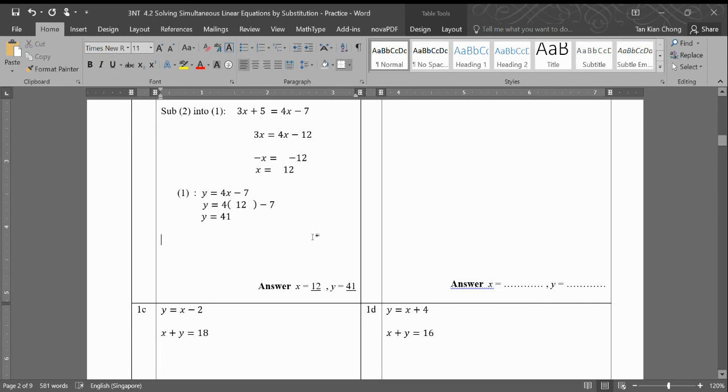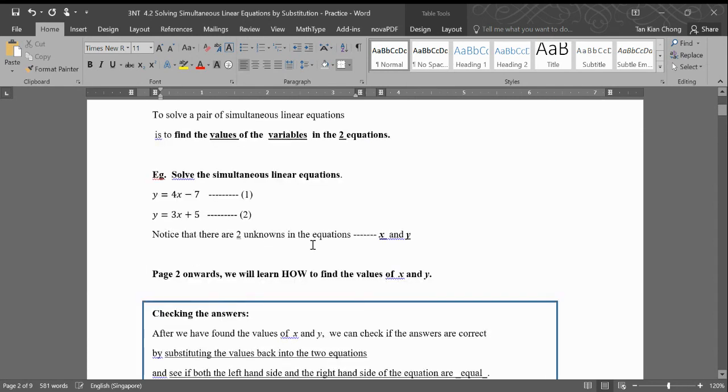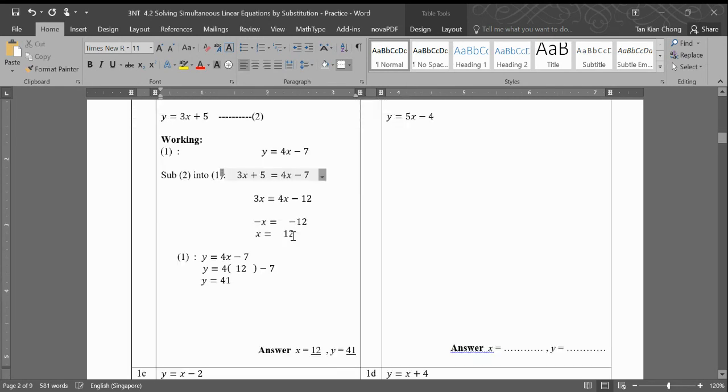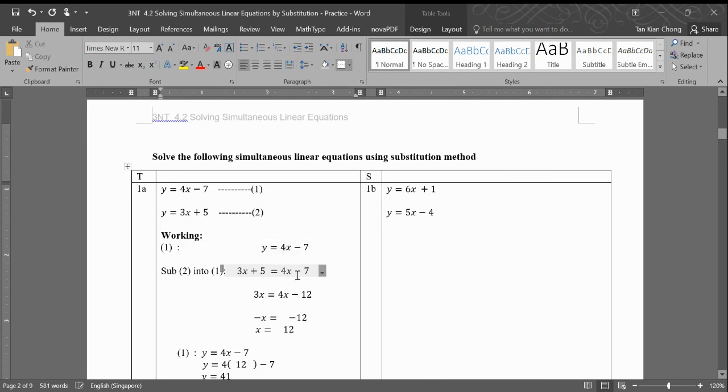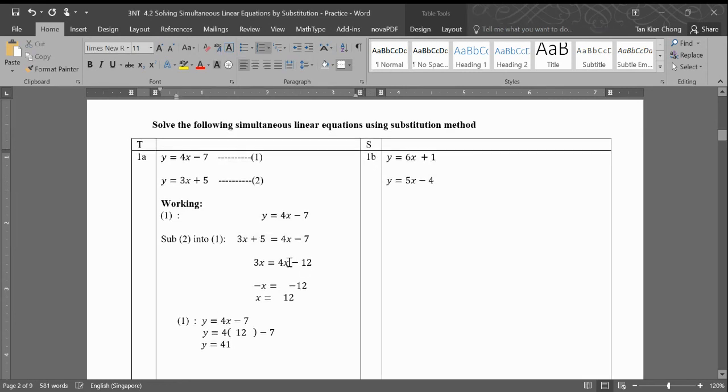Now that I have gone through the basics on page 1 and the first example here, I would like everyone to try question 1b on your own, using the same techniques that I have used in question 1a. Of course, please try it on your own notebook.